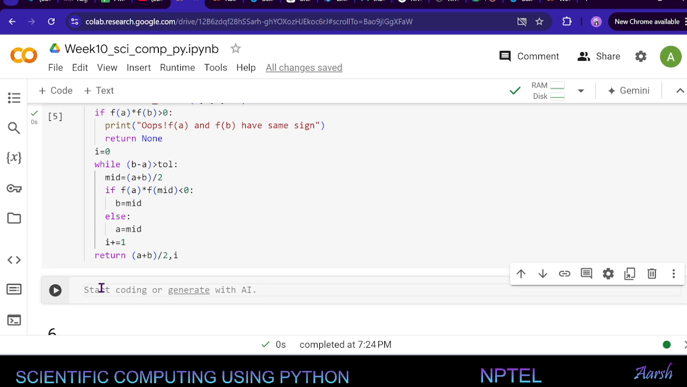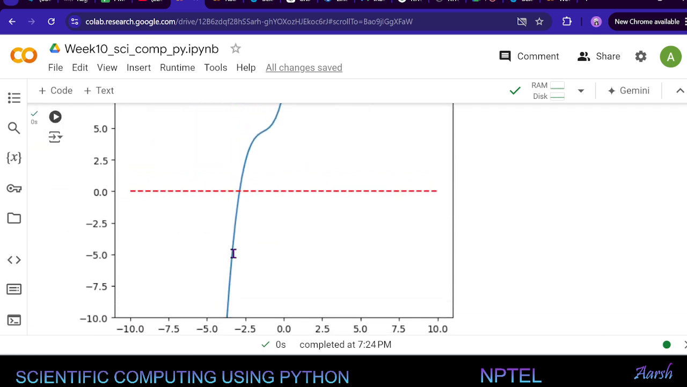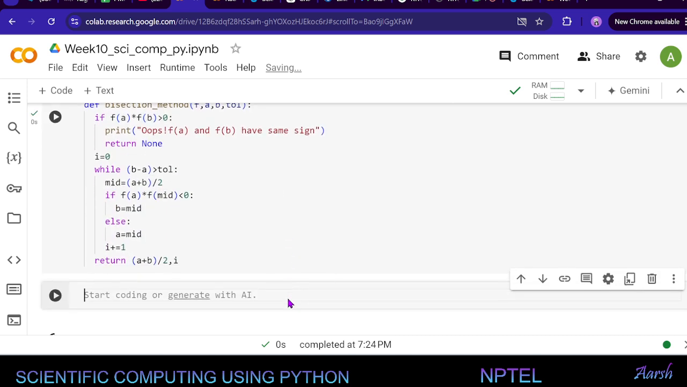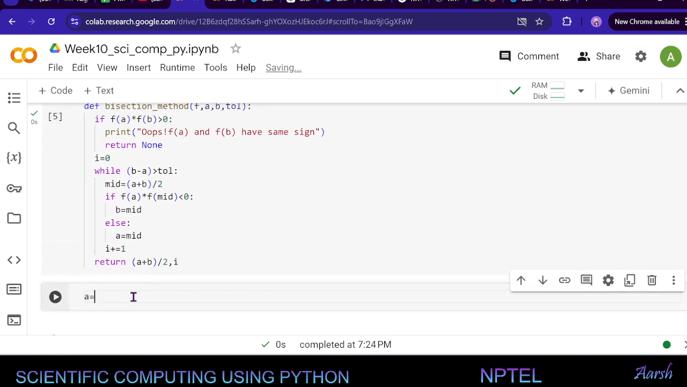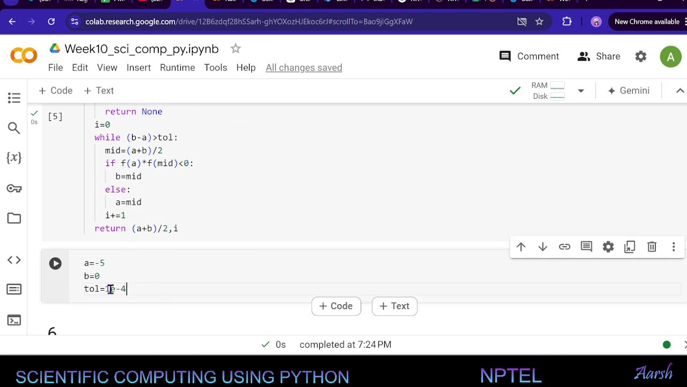Now let's give the values of a and b from the research, quote unquote, that we did earlier. It should be between -5 and 2.5, right? And if we want to be ultra sure, it's -5 and 0. So we can say a is equal to -5, b is equal to 0, and tolerance is 10 to the power -4, right? So we can write 1e-4, just like how we write in scientific notation. This means 1 into 10 to the power -4.